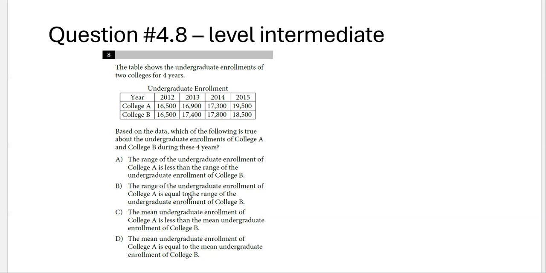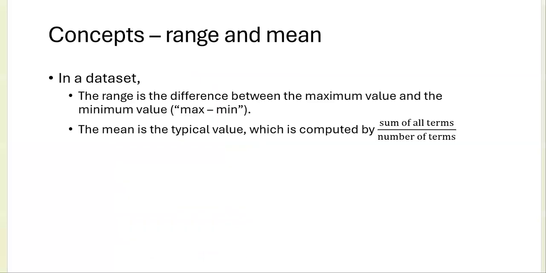Okay. So we have to understand what the range and mean are. What's the term I'm looking for? Central tendency. So range, let's go through concepts. In a data set, the range is the maximum value minus the minimum value. So range is just max minus min. That's how I remember it, honestly. And mean is average, which is the typical value of the data set. How do we compute the mean? You sum up all the terms and you divide by the number of terms.